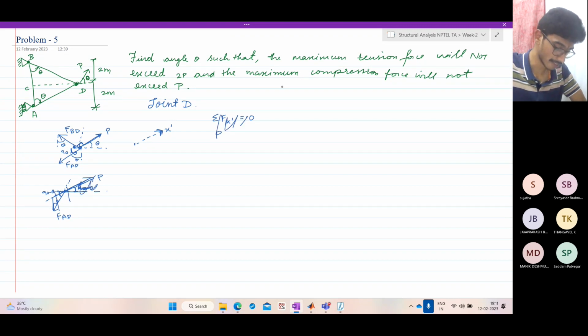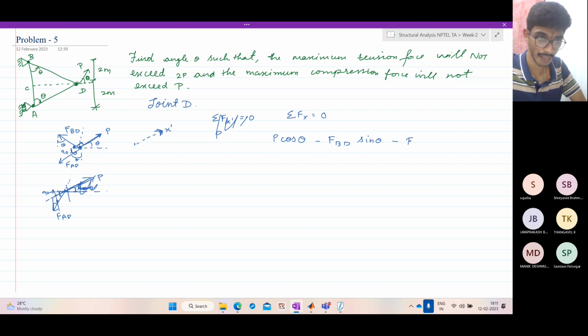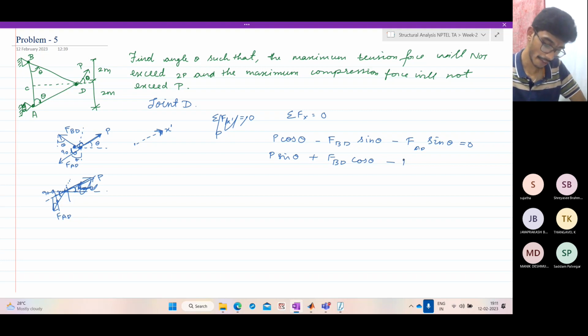Let us do it in the usual manner. So sigma Fx equal to 0 means we get P cos theta minus FBD sin theta, because we get cos of 90 minus theta, minus FAD sin theta equal to 0 at this point. So we can solve, and the vertical equation. What is that? P sin theta plus FBD cos theta, because this angle is 90 minus theta, minus FAD cos theta equal to 0.